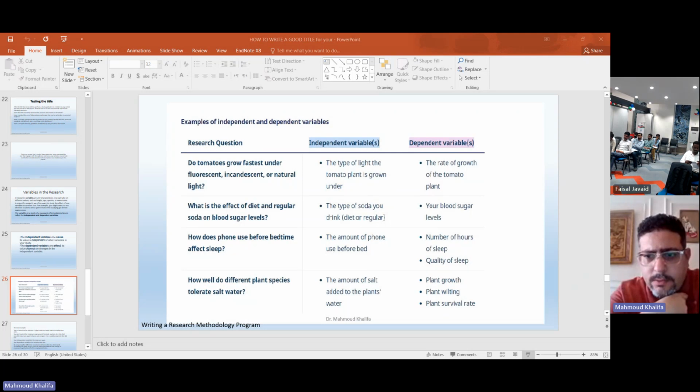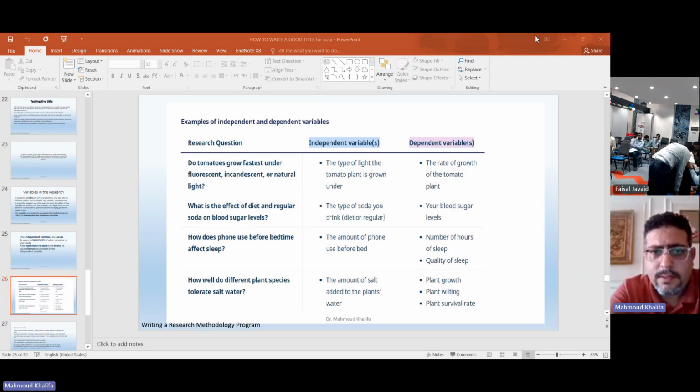Okay, in this slide, to differentiate between independent and dependent variables. For example, if your question is, do tomatoes grow fastest under fluorescent, incandescent or natural light? So we need to determine what the independent variable is. As I mentioned, independent is the cause and dependent is the effect. The type of light the tomato plant receives is independent. The rate of growth is dependent.